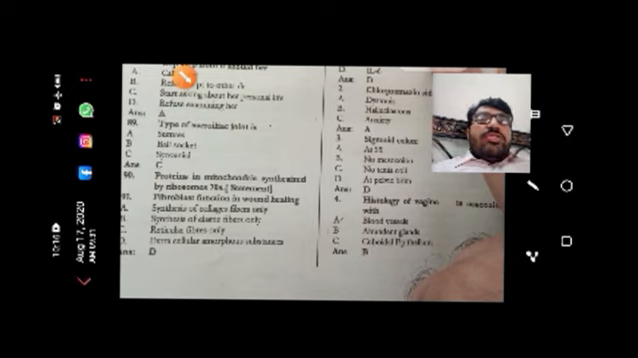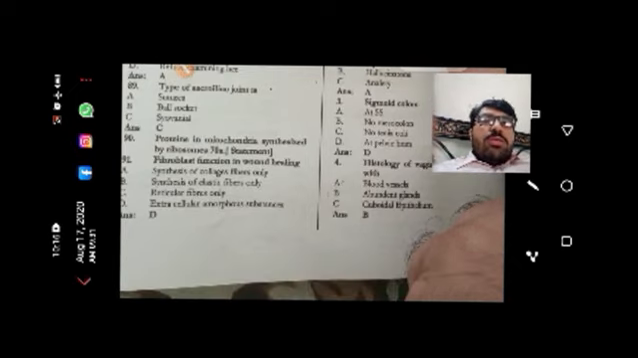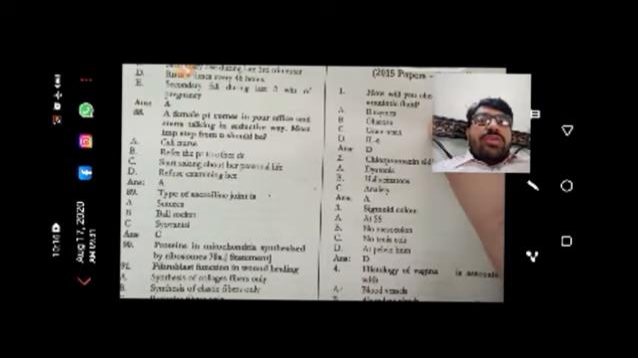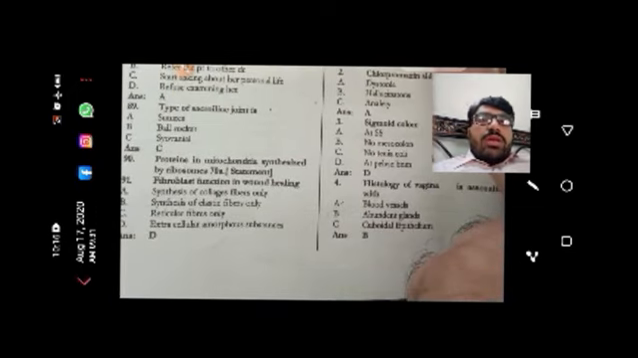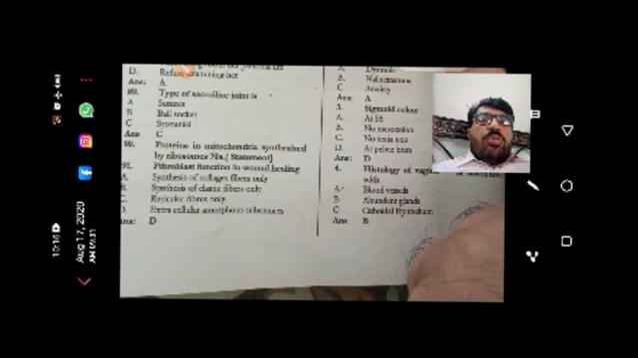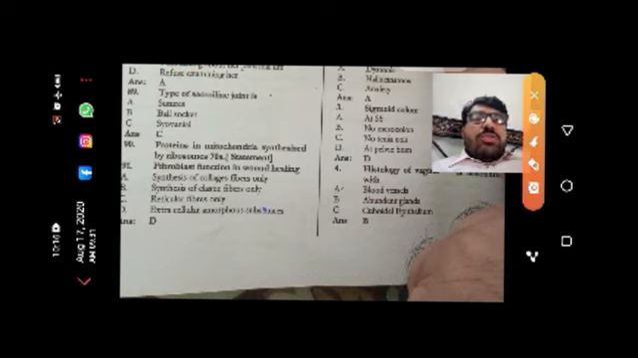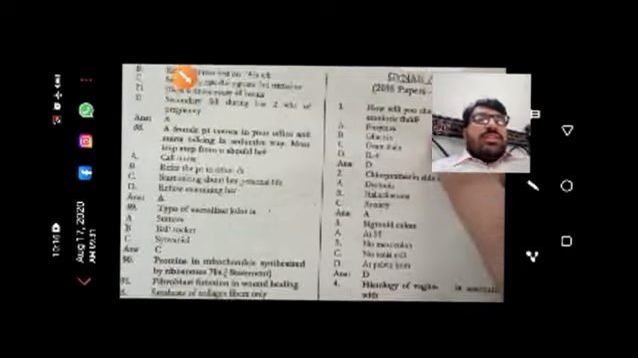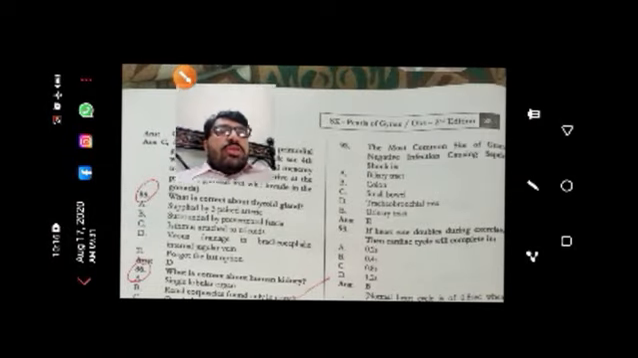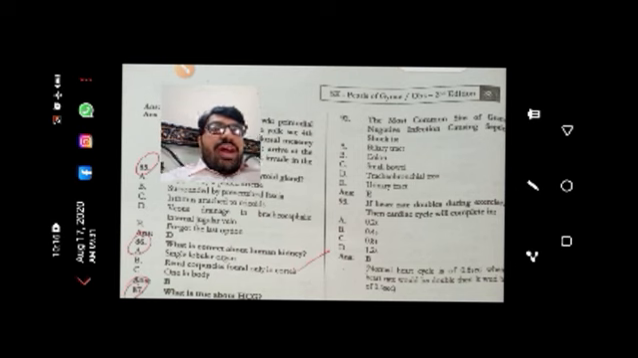The type of sacroiliac joint is a synovial joint. Proteins in mitochondria are synthesized by ribosomes, that is 70S. Fibroblast function in wound healing, that is extracellular amorphous substance. But for fibrocartilage, if asked, then that is rich in collagen. So the fibrocartilage and the fibroblast. The most common site of gram-negative infection causing septicemia is the urinary tract.